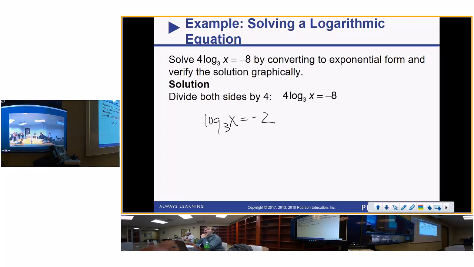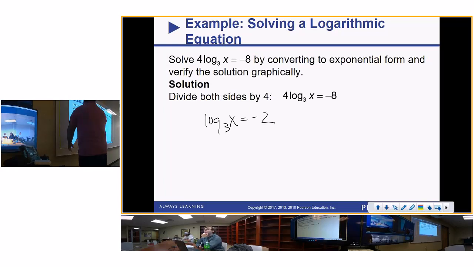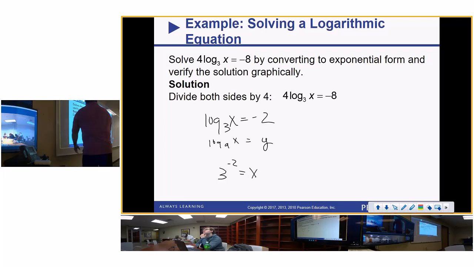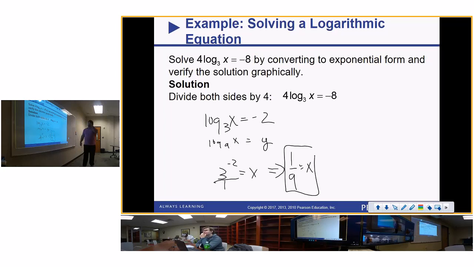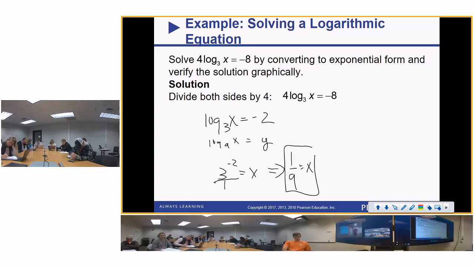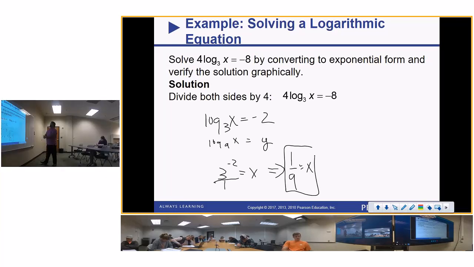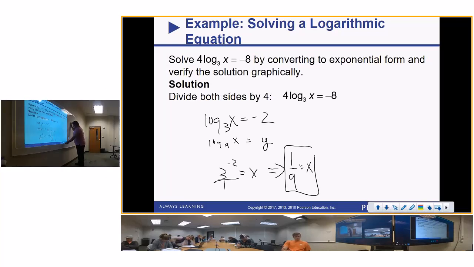And now we've got the definition of a logarithm. Log base a of x is equal to y. A to the y is equal to what? And what is 3 to the negative 2 over 1? What is that? 1 over 9. Oh, yeah, negatives. Test question on a scale of 1 to 10, that's a 1, because you should know the definition of logarithm.